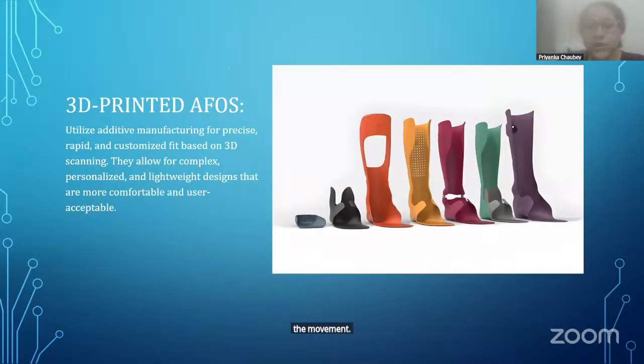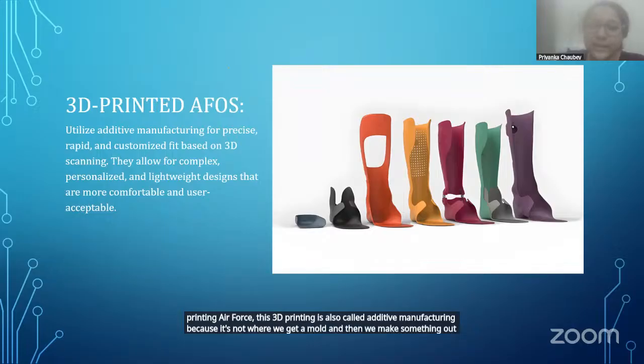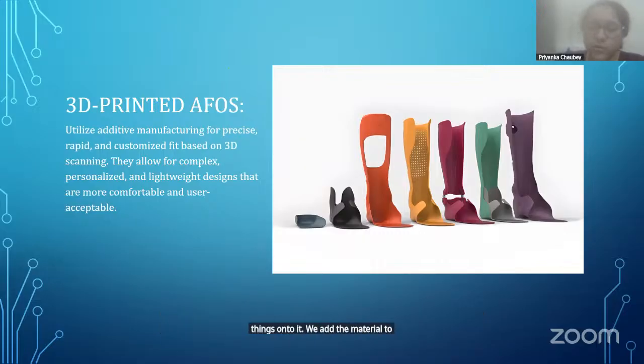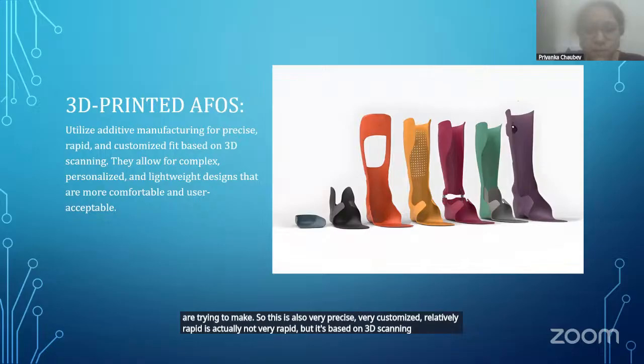Then, of course, we've all heard about 3D printing. The 3D printing of AFOs, 3D printing is also called additive manufacturing, because it's not where we get a mold and then make something out of the mold. It's because we scan a picture, and then we keep adding things onto it. We add the material to make the AFO or whatever we are trying to make. So this is also very precise, very customized. Relatively rapid, well, it's actually not very rapid, but it's based on 3D scanning. So this allows for complex, personalized, and very lightweight devices which are very comfortable and user acceptable.